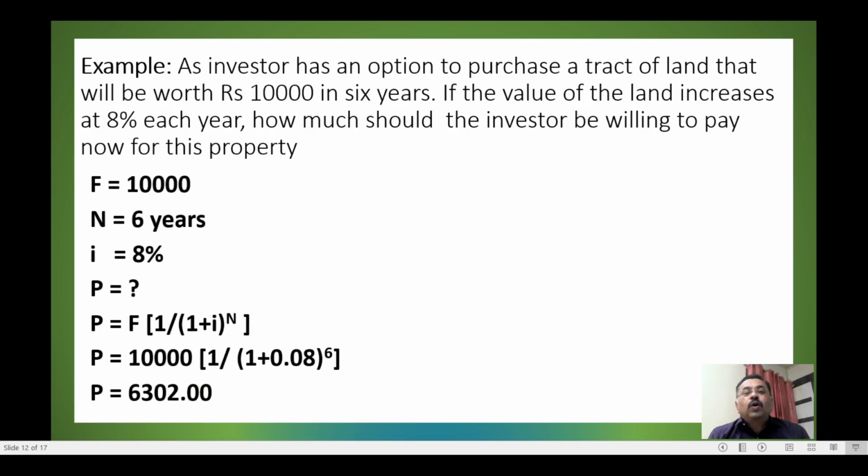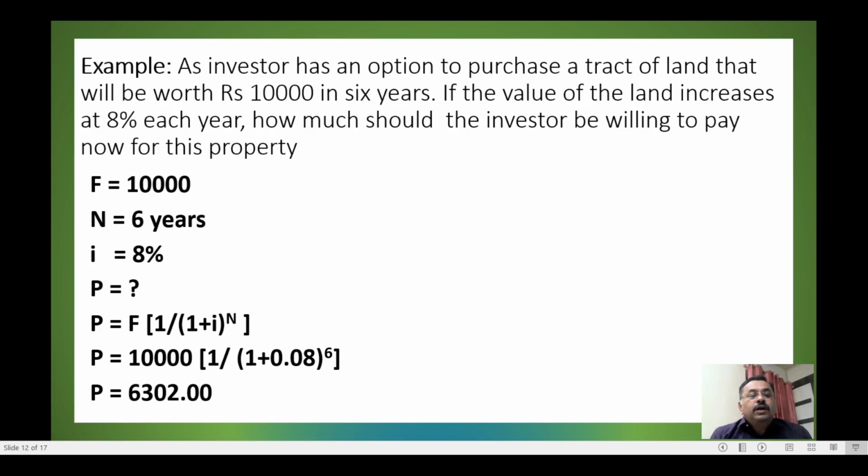So the future amount for the land is 10,000 rupees, N is 6 years down the line, and I is equal to 8%. What is the present amount? So P is equal to F into 1 divided by (1 plus I) to the power of N is the formula that we will be using here, because we are calculating the present worth of the future amount. The future amount is 10,000 rupees in 6 years down the line, and the interest rate earned is 8%.